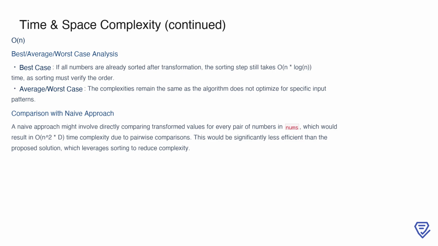Comparing this solution to a naive approach highlights its efficiency. A naive method, which would compare transformed values for every pair of numbers, would result in O(n²d) time complexity due to the pairwise comparisons. This is far less efficient than the proposed solution, which uses sorting to reduce the complexity to O(n*d + n*log n).